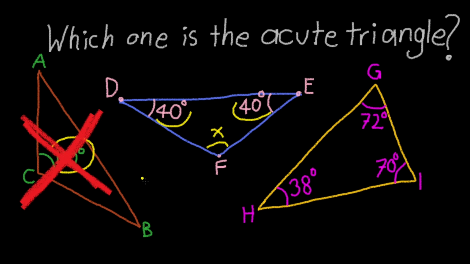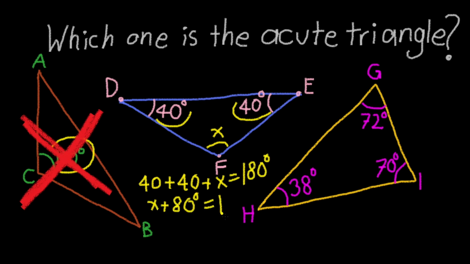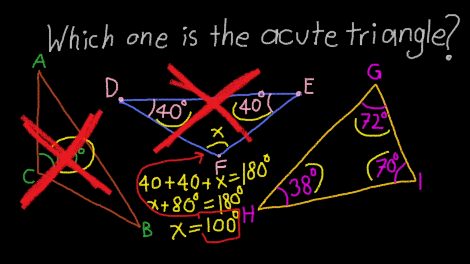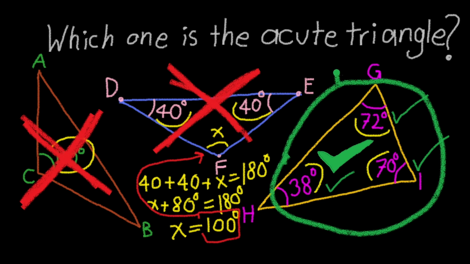The interior angles of any triangle must add up to 180 degrees. So using this information, we can calculate the third angle as 100 degrees, which is bigger than 90 degrees. So DEF is also not an acute triangle. Now let's check out the triangle GHI over here. Its angles measure 72 degrees, 38 degrees, and 70 degrees respectively, all of which are less than 90 degrees. That means GHI is an acute triangle.